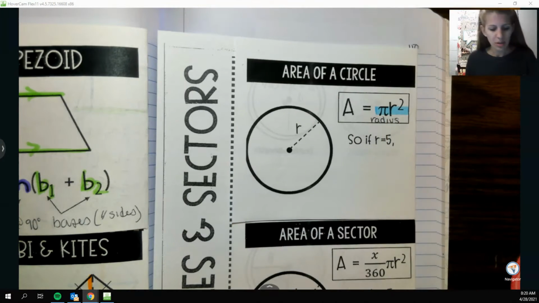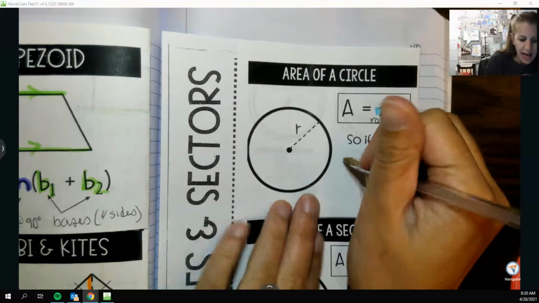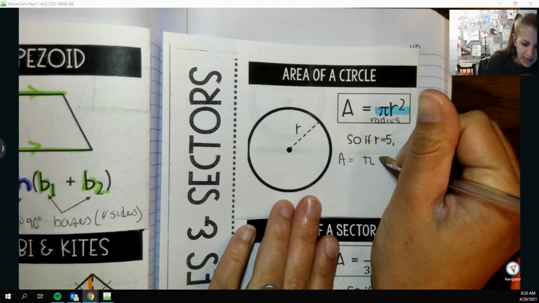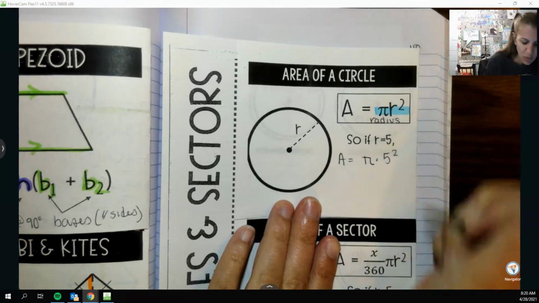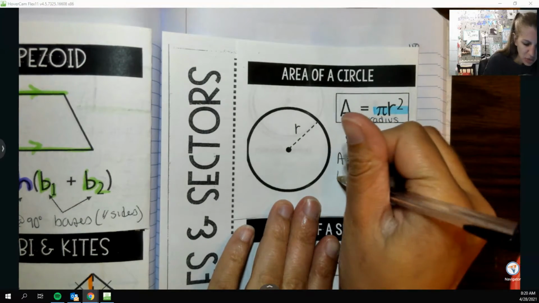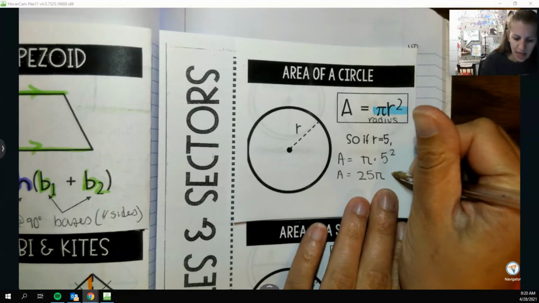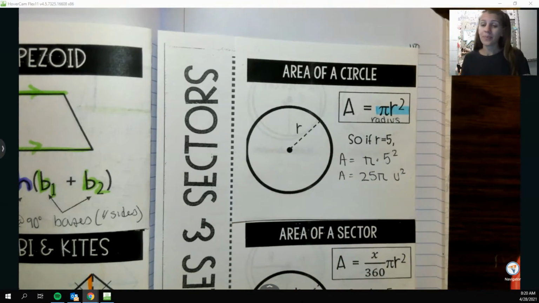So if the radius here is 5, if I want the exact area, I'm going to put pi times 5 squared. I would square the 5 for 25 and put pi at the end. It's a little bit more appropriate. And we'd say units squared.